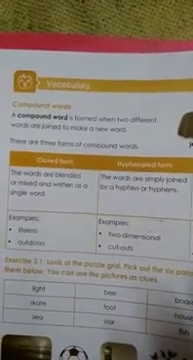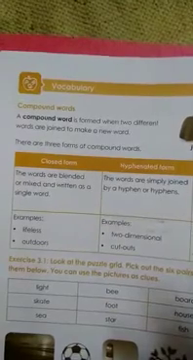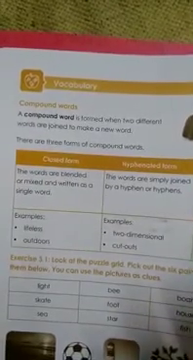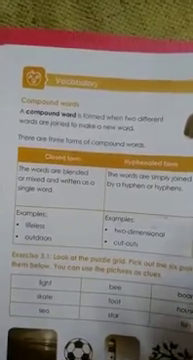What do you mean by compound words? Compound words are the words when two different words are joined to make a new word. There are three types of compound words: closed form, hyphenated form and open form.